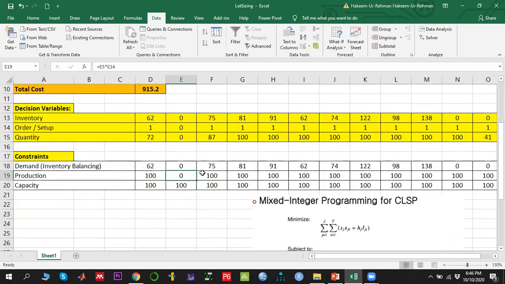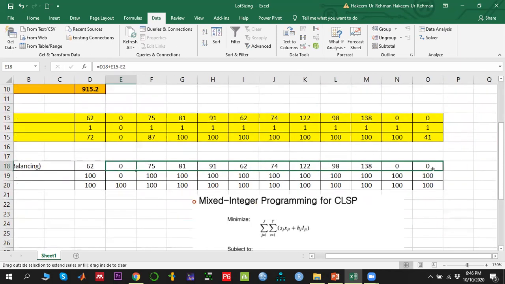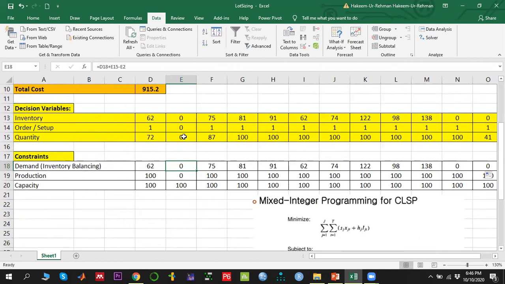After applying the formula in the second cell, you can simply drag and drop, so for every particular cell this formula will apply. Right now, because these are 0, we haven't solved optimally, but because I have already solved it with the Solver, you can see the answers.